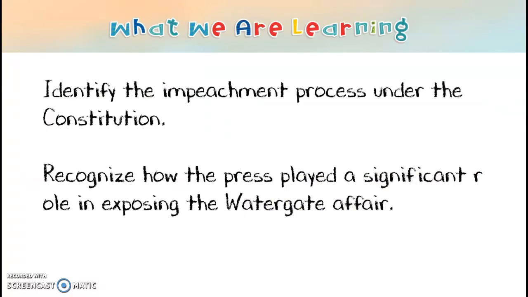So today we're going to talk about what impeachment is according to our Constitution, and we're going to talk about how the press played a role in exposing the Watergate scandal. And we did a little summary of Watergate yesterday in class.